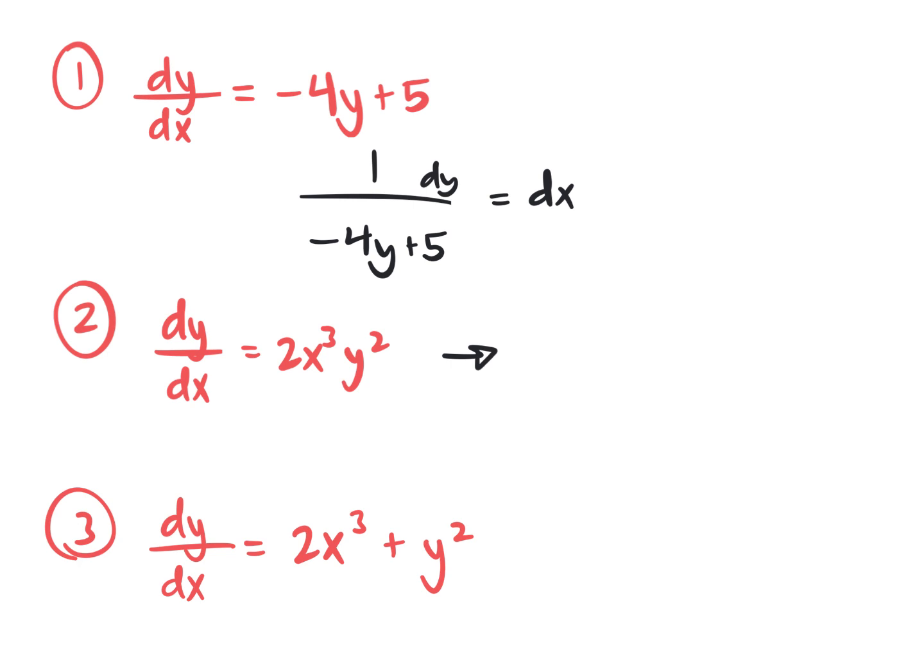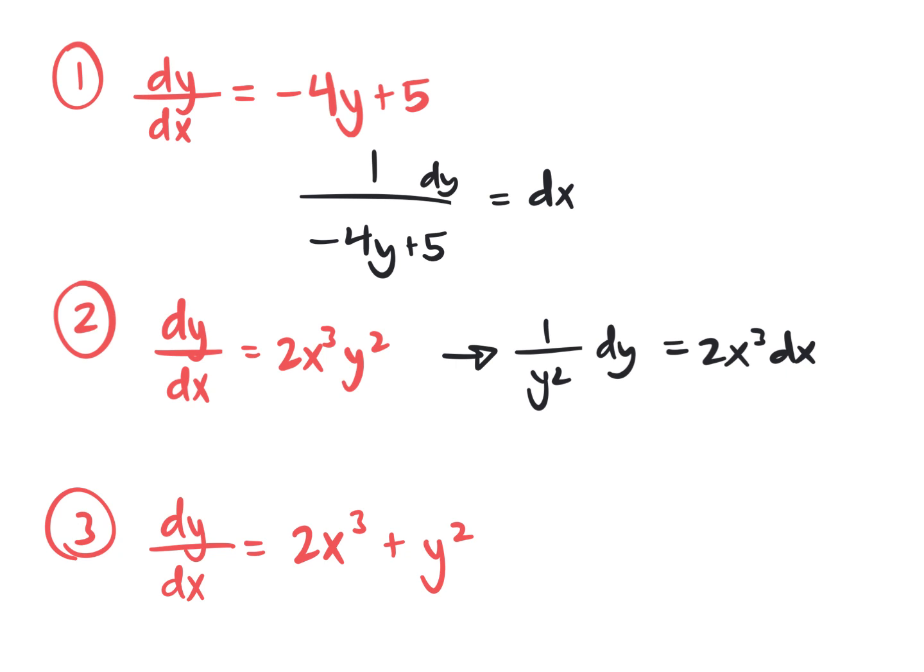What'd you get? Do you have to put 1 over, or can you just put dy over y squared? You could put dy over y squared, but I like to write it separately because then we're integrating this piece and we don't get confused by the dy piece. And then that equals 2x cubed times dx.